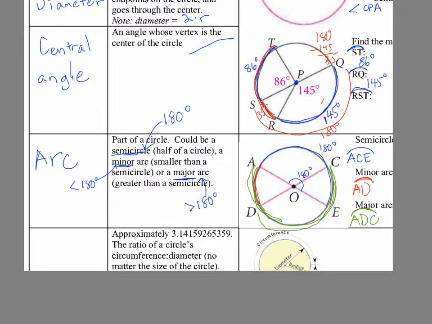35 degrees. So the total of arc RST is going to be this piece, 86, and this arc, 86 plus 35, that's going to be 121 degrees. So this is still a minor arc, it's still less than 180 degrees, but we had to do a little bit more work to find this arc.